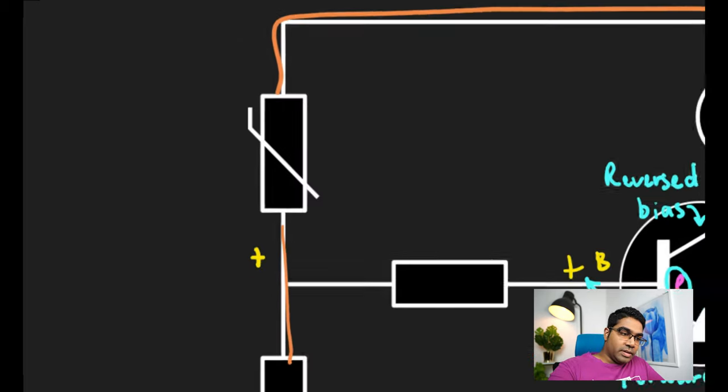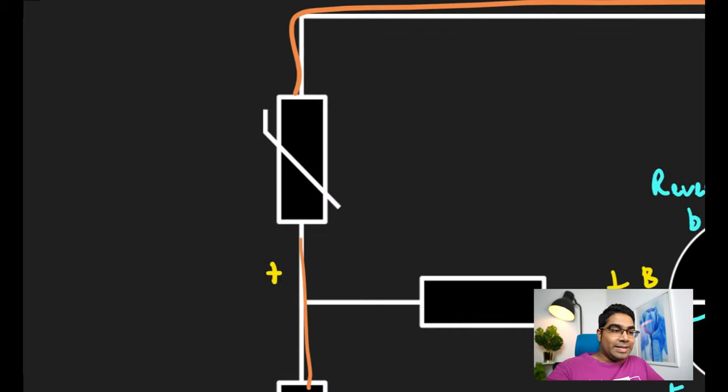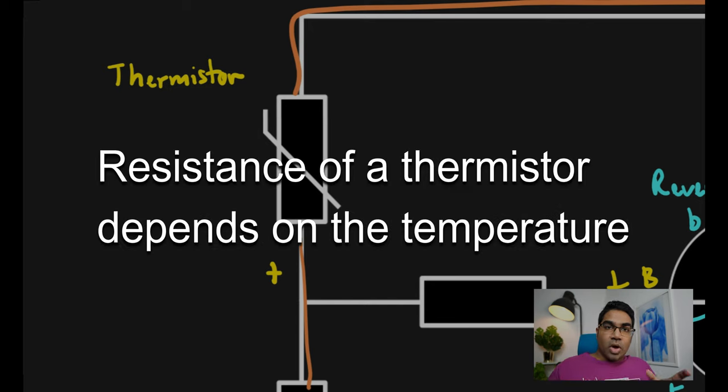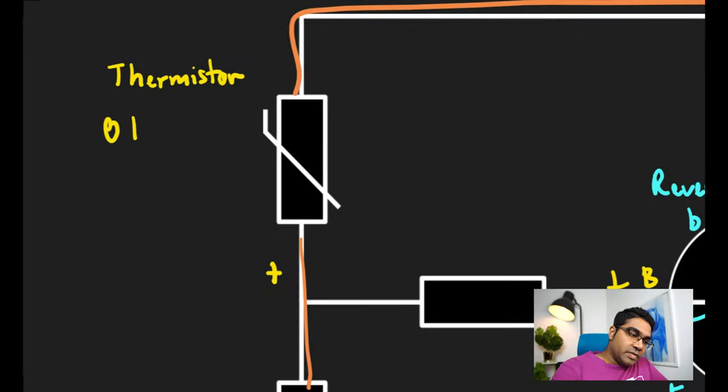Whereas, if you look at this component here, this is actually known as a thermistor. A thermistor is a special resistor whose resistance depends on the temperature. When the temperature is high, the resistance of the thermistor is going to drop. Let's label this as R2. So when the temperature is high, R2 will drop. Whereas when the temperature is low, the resistance of the thermistor will be very high.